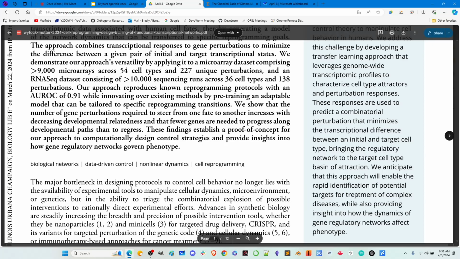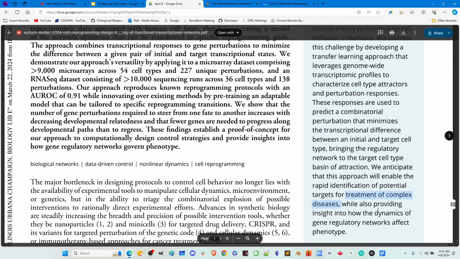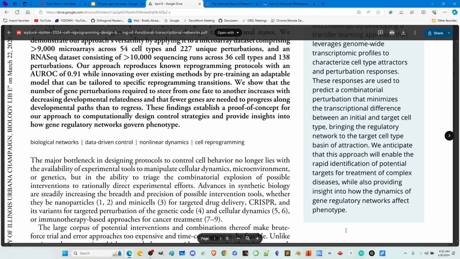So this is where I was saying that they want to do things in the clinic with cellular reprogramming, but there are a lot of barriers to that in terms of knowing how the cells are going to behave, especially in vivo. And so it's very hard to know these things, and that's why I think we need mathematical models for that, while also providing insight into how the dynamics of gene regulatory networks affect phenotype.